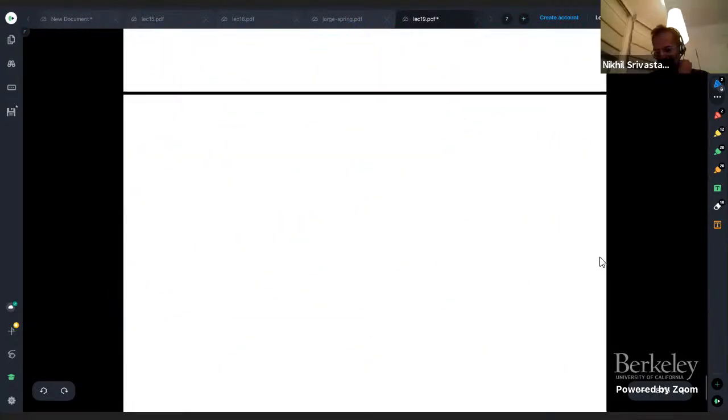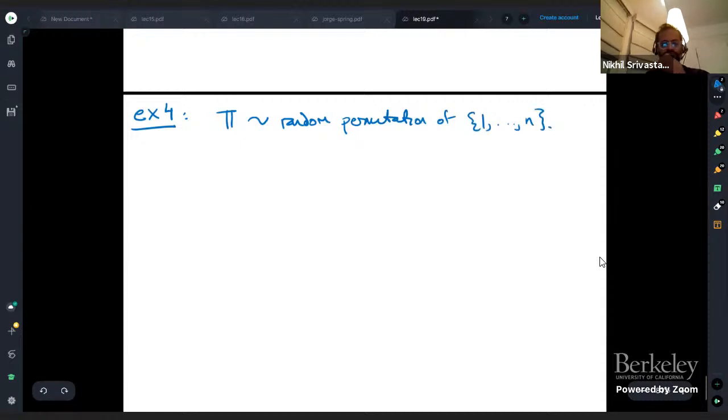Okay, let's do one more example, and then I'll continue next time with more about random variables. Suppose pi is a random permutation of 1 through n. What's the average number of fixed points?